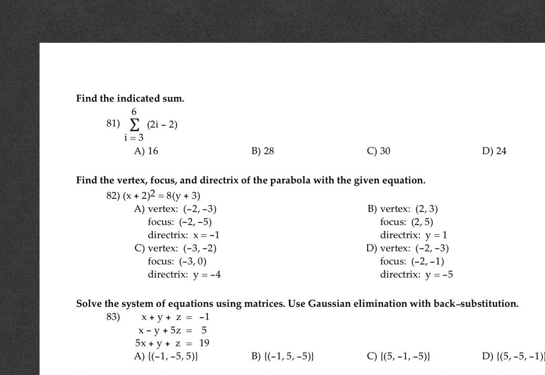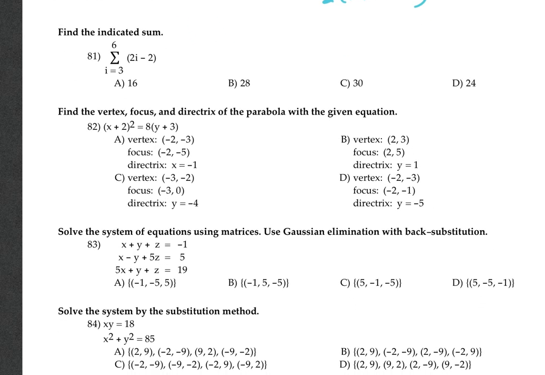So you actually have two choices with this one. Use the arithmetic sum, which is n over 2 times first plus last. Or you can plug in 3, you can plug in 4, you can plug in 5, you can plug in 6. What you cannot use is any of the shortcuts because the bottom number is not 1. Okay, so be careful there.